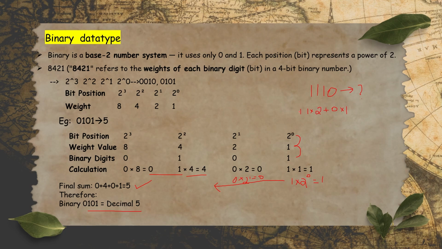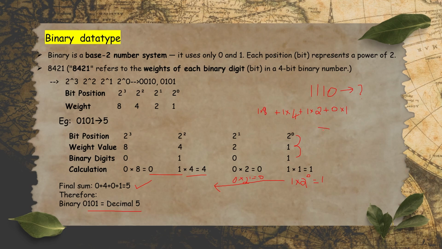Clear? And next bit, what we have? 1 into 2 power 2. 2 power 2 is 4. Hope you are getting what I am trying to do here. And next, the last bit, what we have? 1. 1 into 2 power 3. 2 power 3 means 8.